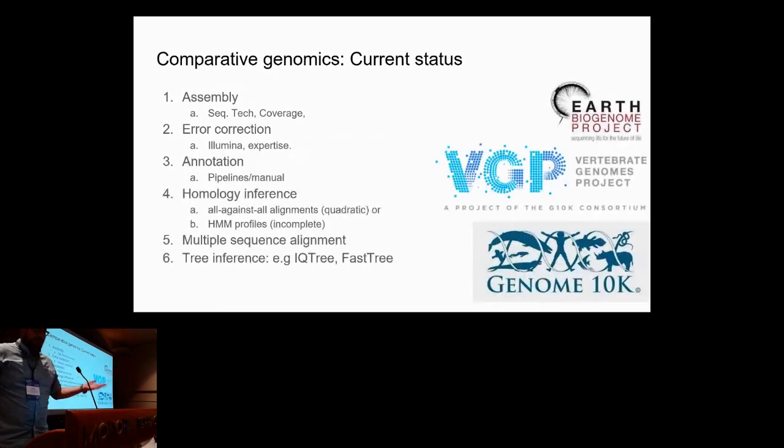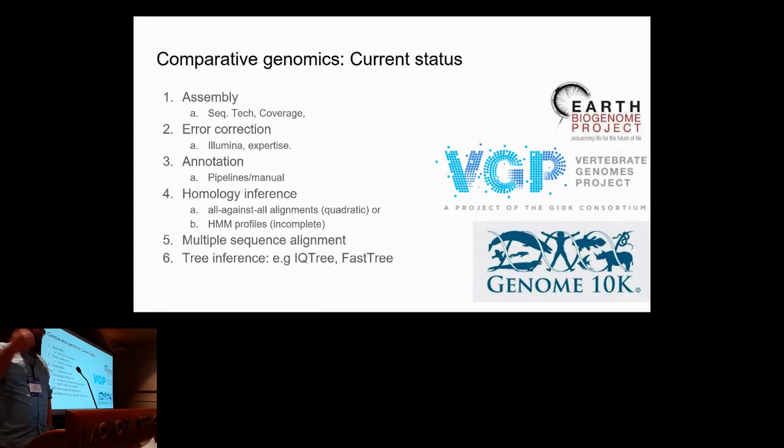So then finally you get into homology inference between the genes, which is either all against all, which is often quadratic, and so for larger organisms, as you probably know better than I do, is quite computationally intensive, or you utilize an HMM profile approach. And then you can go into the multiple sequence alignment and then the tree inference of your choice, like IQ-TREE, FastTree, or whatever.